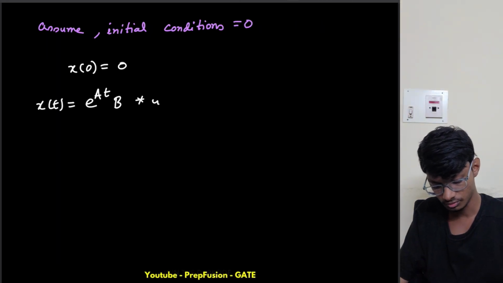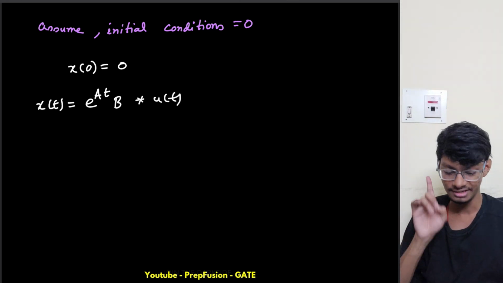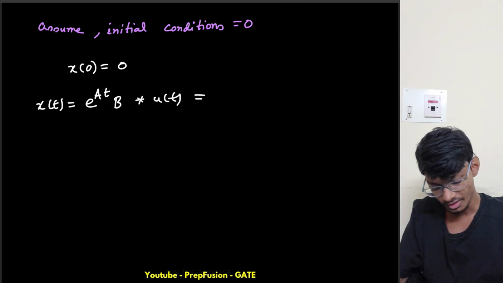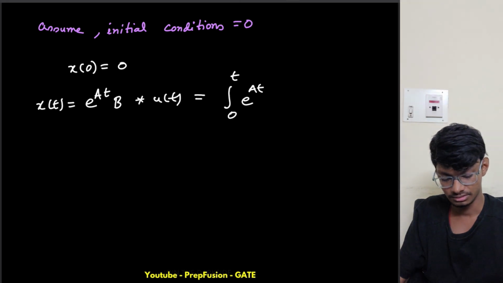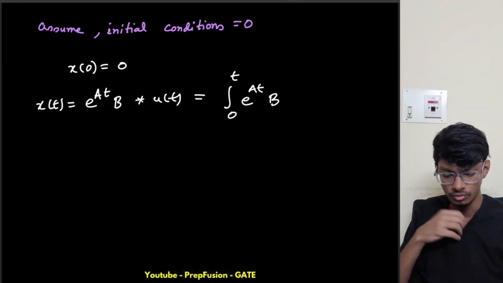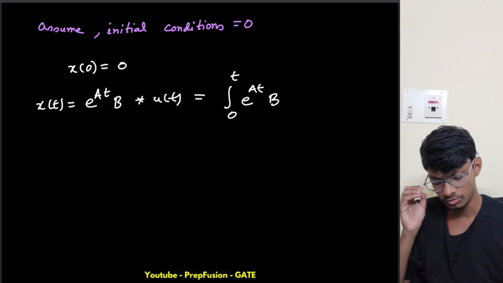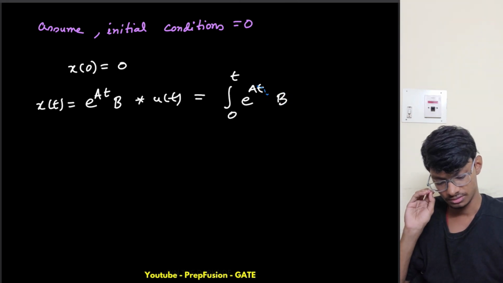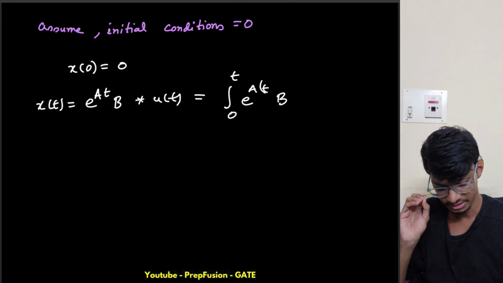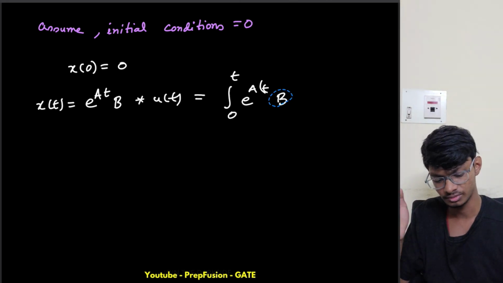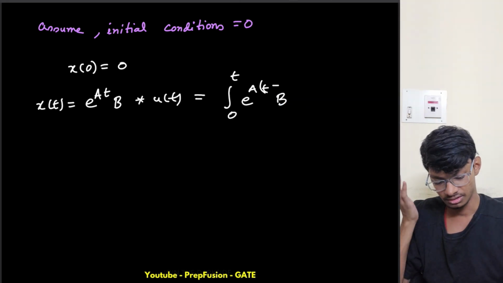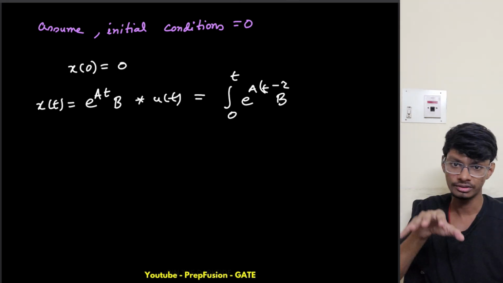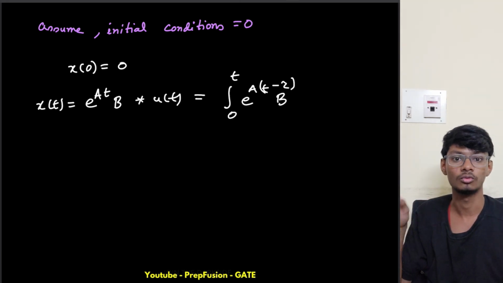Convolution of e raised to At with B U of t. Okay, U of t is not the unit step, it is the input. So again, how can I write it? This is the integral from 0 to t of e raised to power A. The convolution formula, if you don't know, it's totally fine, because this will be taught to you in signals and systems. Just for the people who know a bit of convolution, they can understand this proof.